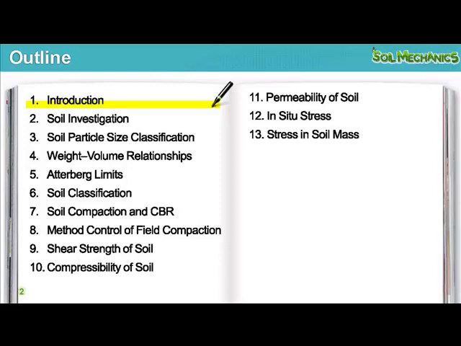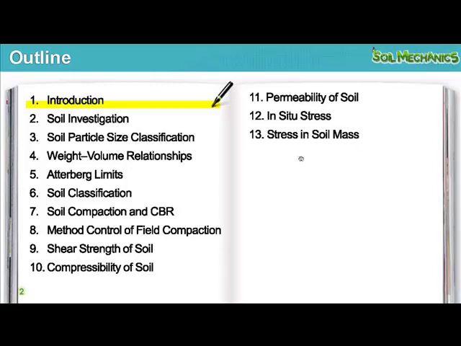So before we go to design any foundation, we need to know the soil stress, like total stress, effective stress, or water pressure at any depth underground. The last chapter for our soil mechanics class, we learn about stress in soil mass.